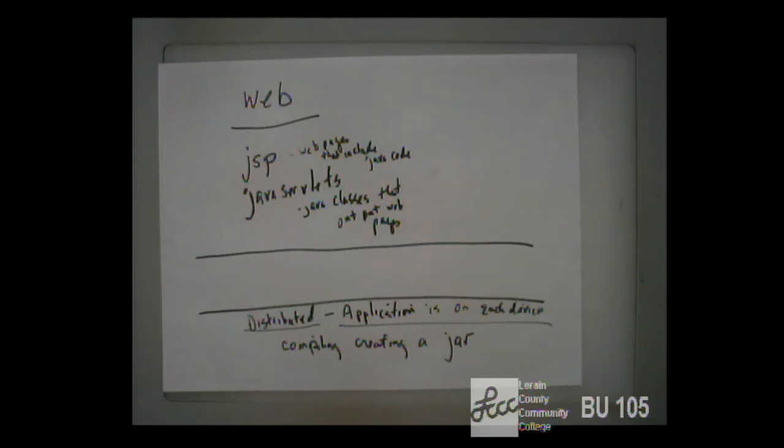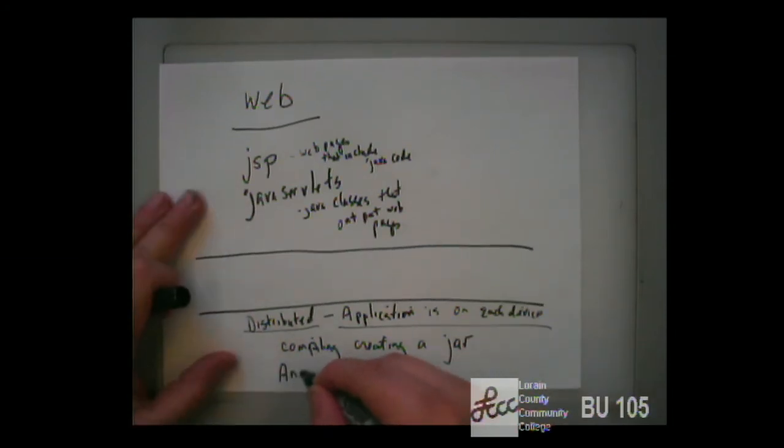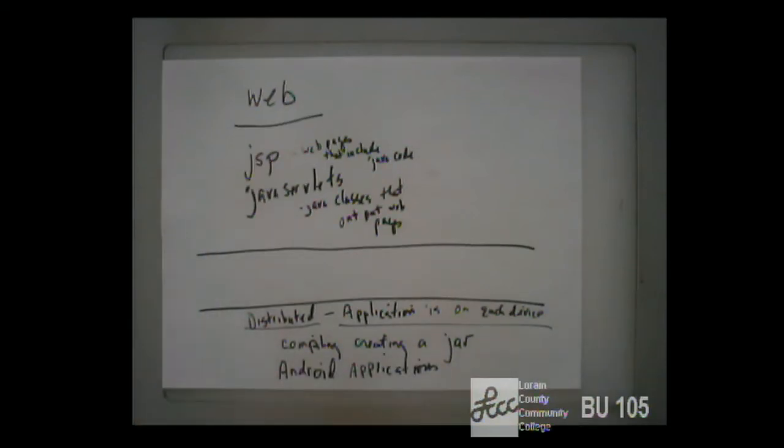Besides compiling and creating a jar, of course, there are Android applications. Let me see if I have Android Studio on this machine. I don't think I do. In the lab, there's probably, what room are we in? Yeah, there's probably Android Studio in there. That's where we have our Android class. But that is one way that your Java application can be written to be deployed.